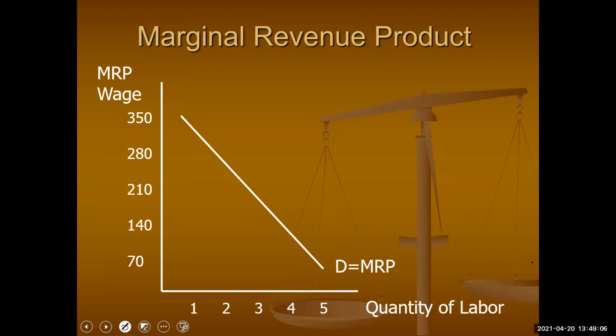So what we get is a marginal revenue product curve that is downward sloping. Okay, and it's the quantity of labor. The other way to look at this is the demand for labor. So the demand for labor curve is downward sloping. The demand for labor is downward sloping.